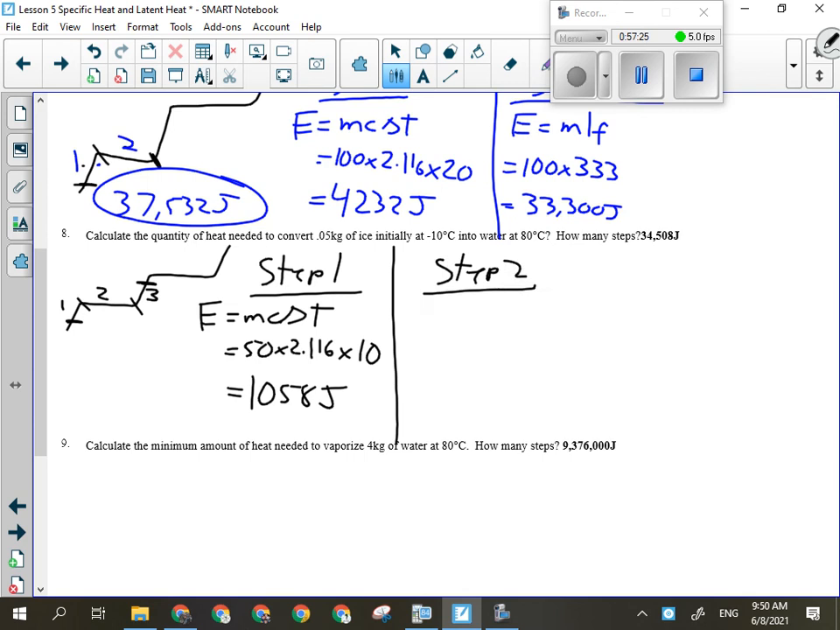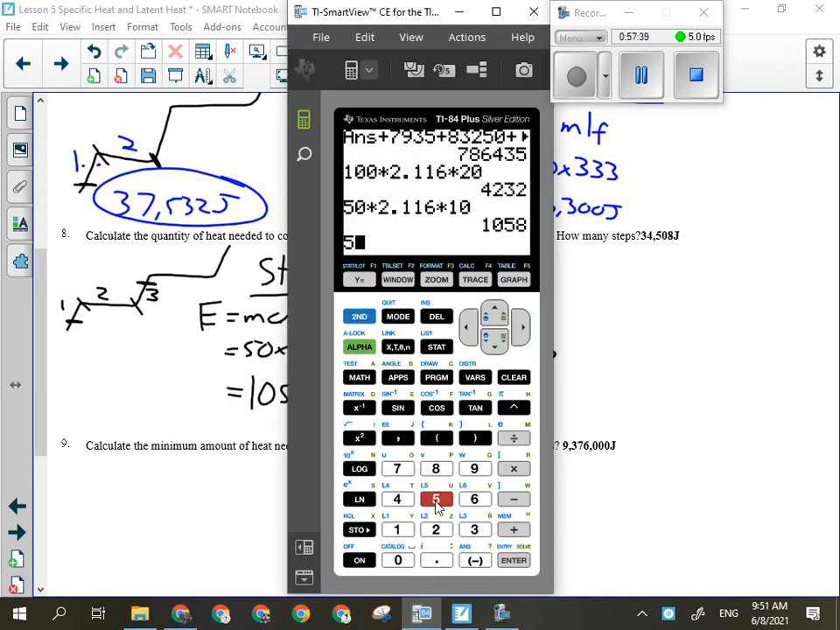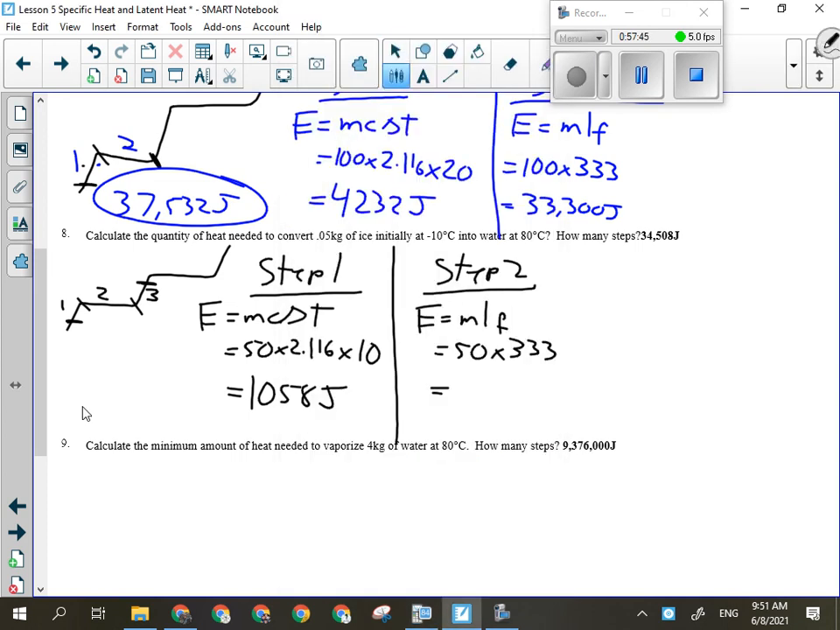All right, in step 2, what formula am I going to use there where I'm melting the ice? MLF. All right, still 50 grams, now times LF, which is 333. 16,650 joules.